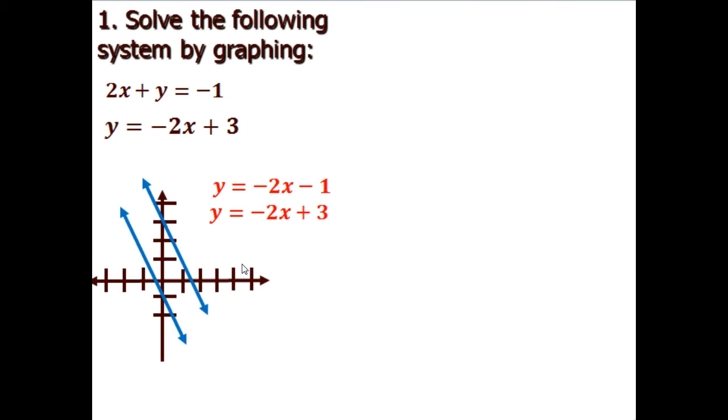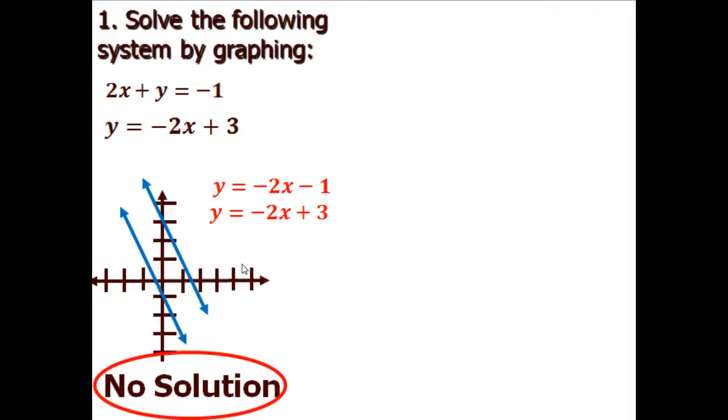Okay, so here's kind of what your graph looks like. They never intersect. Because they never intersect, your answer would simply be no solution. There is nothing that will work in both scenarios here because they never do intersect.